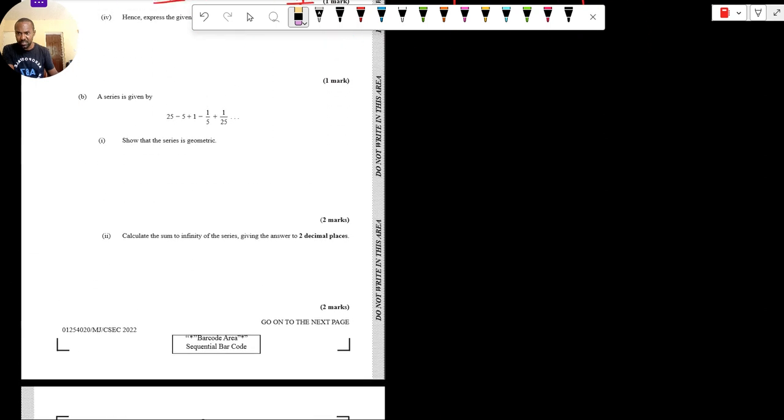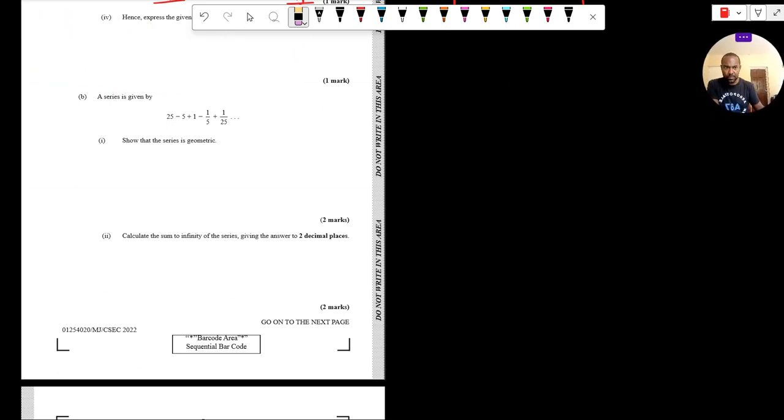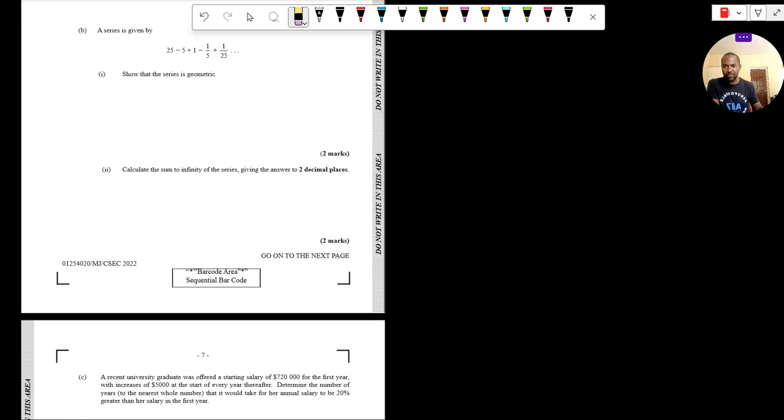All right, so part B says a series is given by 25 minus 5 plus 1 minus 1/5 plus 1 over 25. And we're told to show that the series is geometric. Now, how do we show that a series is geometric? For us to show that a series is geometric, we have to understand exactly what it means for a series to be geometric. Now, how do we define a geometric series?